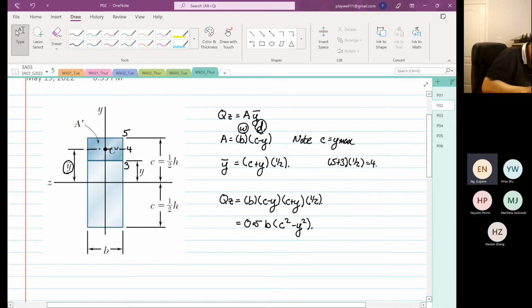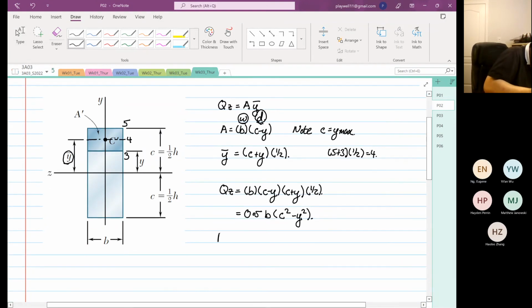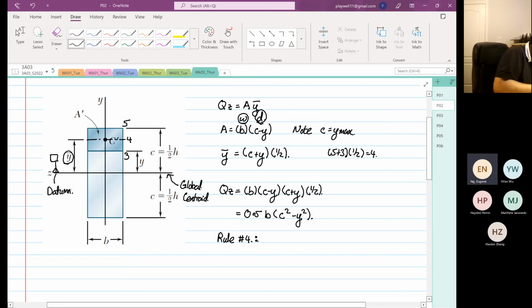Rule number 4. We're going to set rule number 4 because this is the global centroid, and at the global centroid, this is where we have our datum.